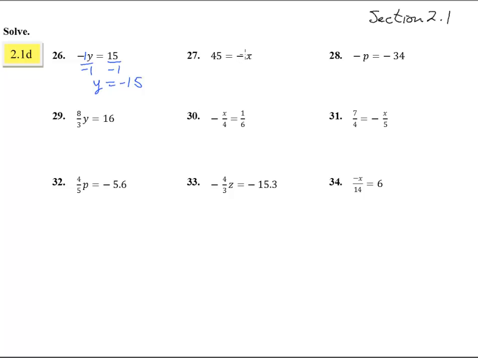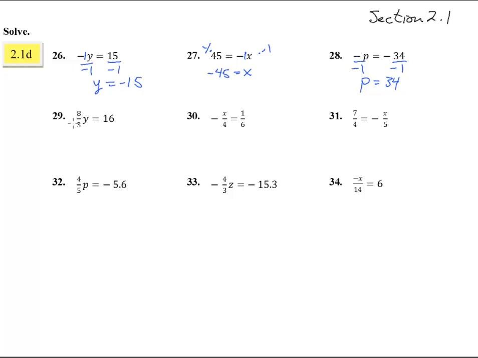Number 27, same thing here. Let's view that as 1. Let's do where we times by a -1 on this one, just for fun. We get -45 equals -1 times -1 is a +1, x. So we're good there. Divide by a -1, divide by a -1, and we get p equals +34.